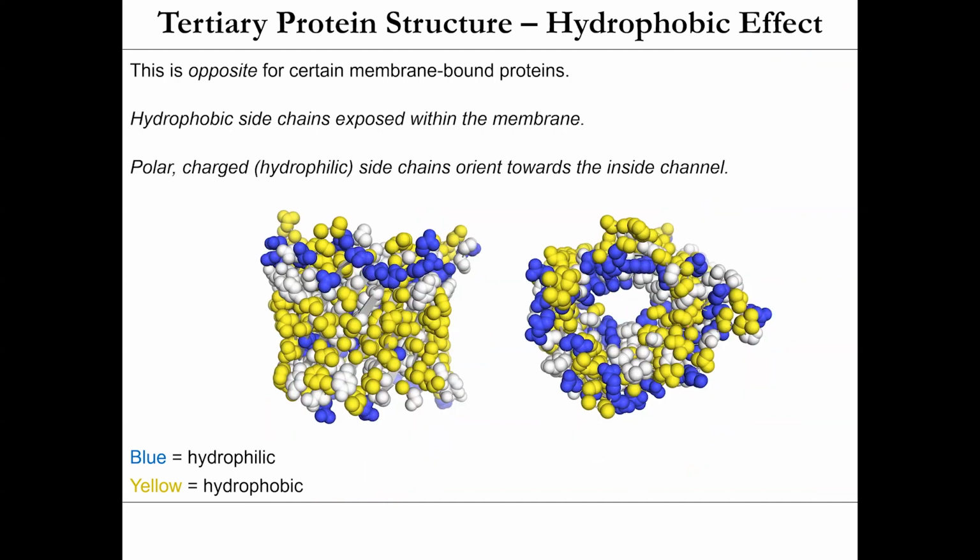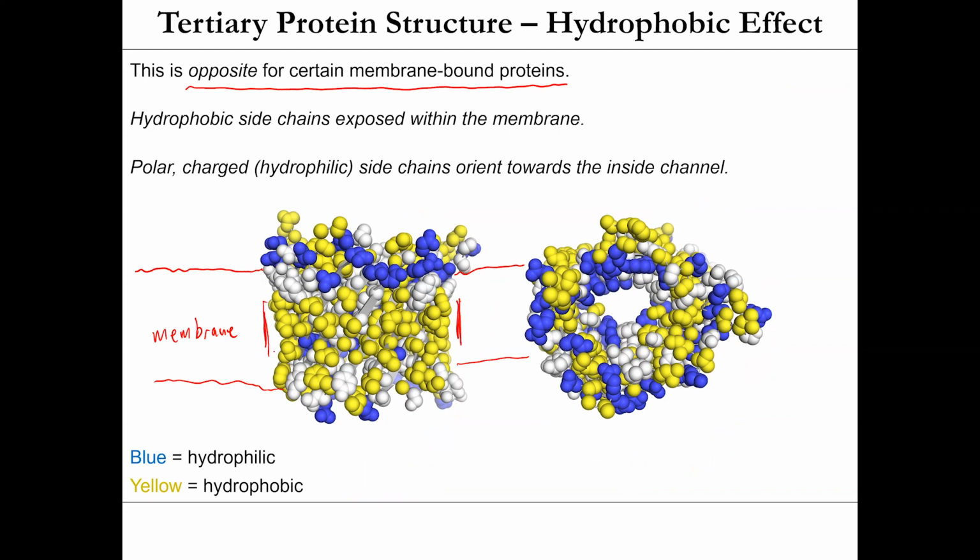Now, importantly, this is also going to be pretty much the opposite for certain membrane-bound proteins. So in a membrane-bound protein, such as this one depicted here, if you think of the membrane sort of located on these portions here, you can see that the hydrophobic side chains are going to be on the outside and exposed within the membrane.